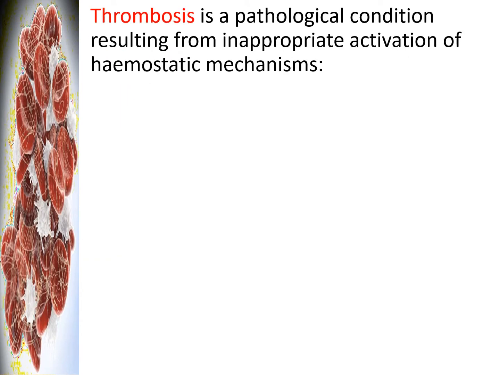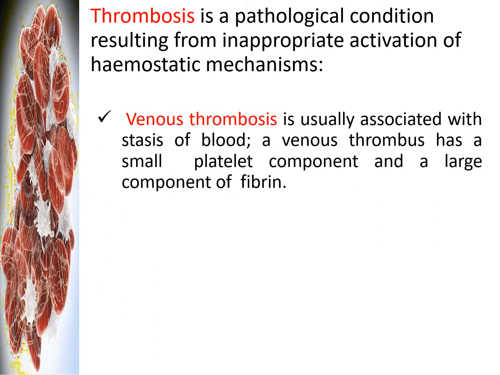Sometimes, without injury and without these mechanisms, clot formation occurs, which is called thrombosis. So what is thrombosis? Thrombosis is a pathological condition resulting from inappropriate activation of the hemostatic mechanism. It is categorized into two categories on the basis of location. First one is venous thrombosis.